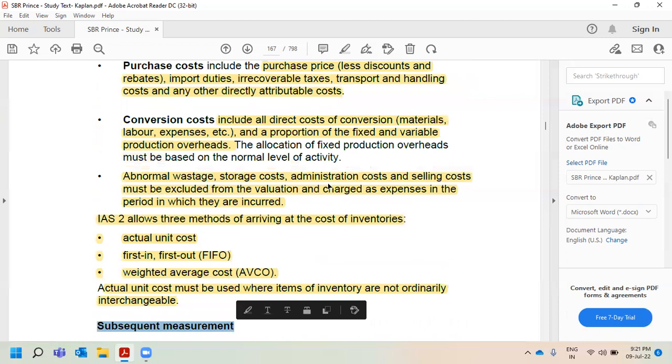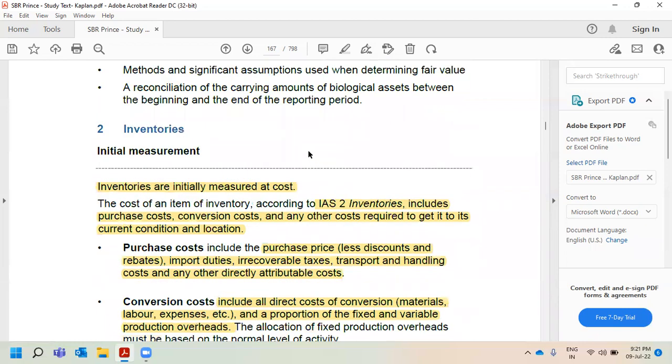One more thing: when I'm studying, I don't go through each and every line and each and every word. When I'm studying for SBR, you can see this book has 800 pages. I cannot remember 800 pages, each and every word and each and every line.